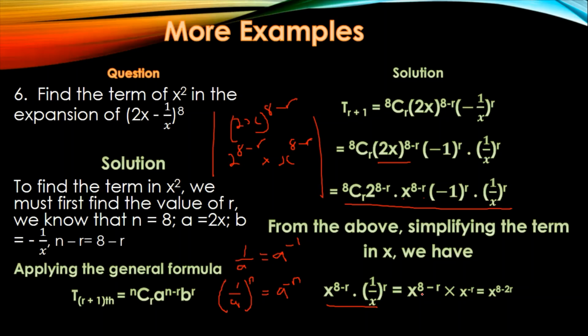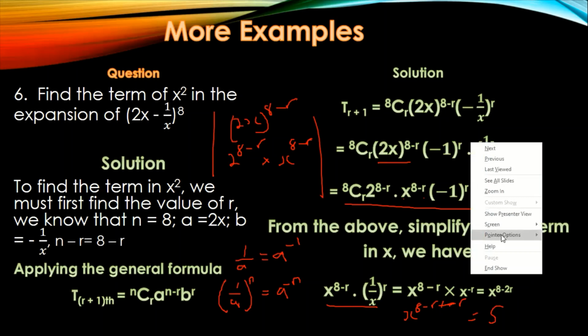And what do we have here? We have x raised to the power of 8 minus r. From your law of indices, we know that once we are multiplying, the exponents add. Is that okay? Plus minus r, plus minus r. Plus minus r will give x. Let's clean this up.